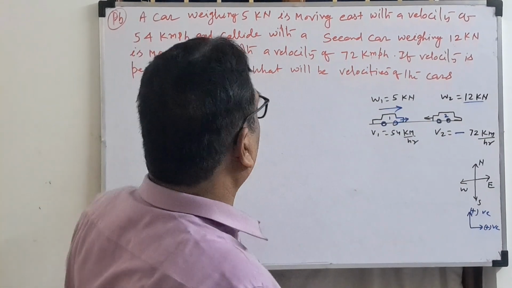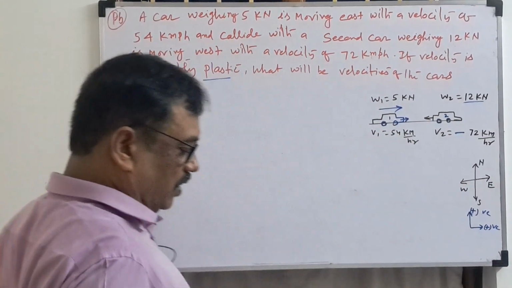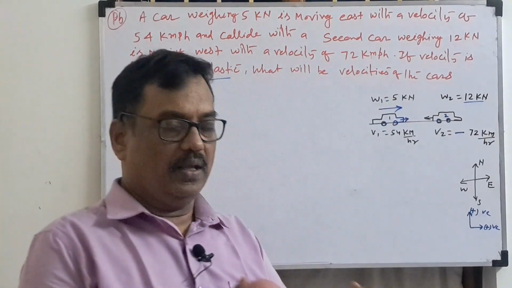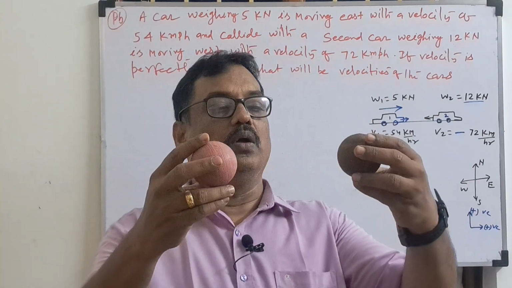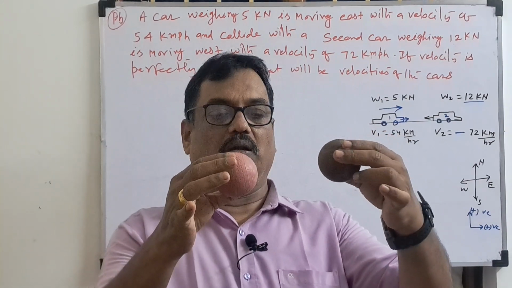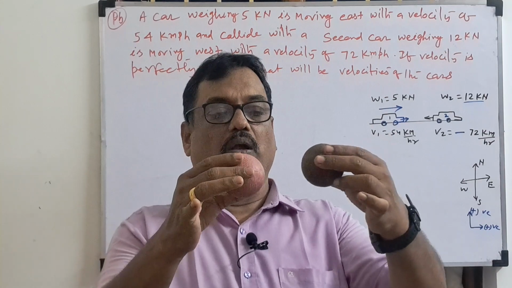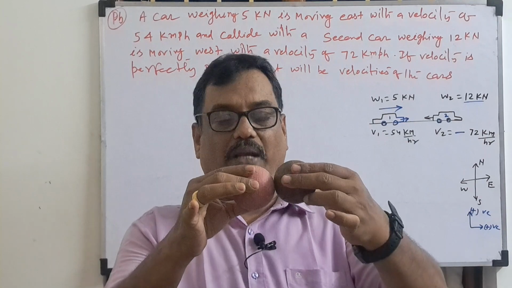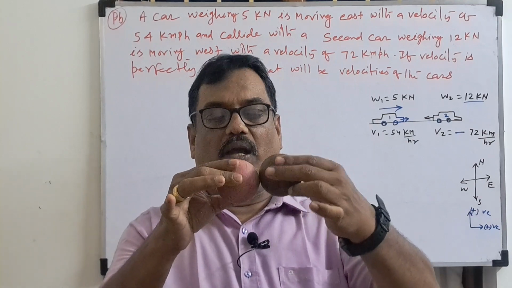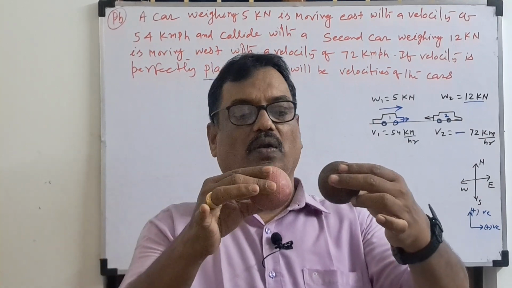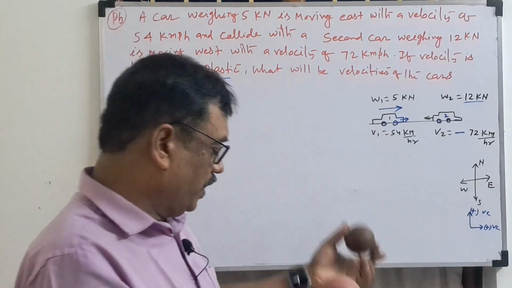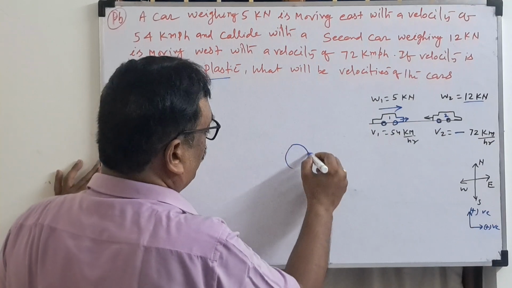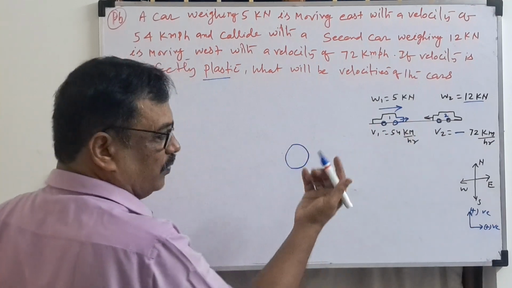If the collision is perfectly plastic, two conditions will be there. What is the meaning of plastic and elastic body? Suppose two balls are there, with masses m1 and m2. Before collision, velocities are v1, v2. During the collision, they collide for a small interval of time and then go apart. After collision, the velocities will be v1 dash and v2 dash. I will explain with a diagram.